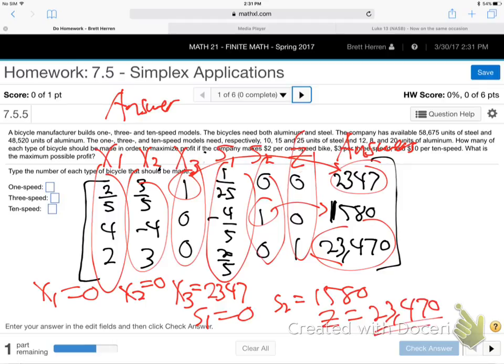23,470. That's their profit. So basically, one speed is X1, that's 0. They should make all 10-speed bikes. They should make 2,347 10-speed bikes. That's the best way to make profit for them. 2347 10-speed bikes, and their profit will be 23,470. Those things make the most profit. Just make those, is what the math told us. Right? It's X1, X2, X3. We don't care about S1 and S2. We never report those answers. We just give them X1, X2, and X3, and the profit.